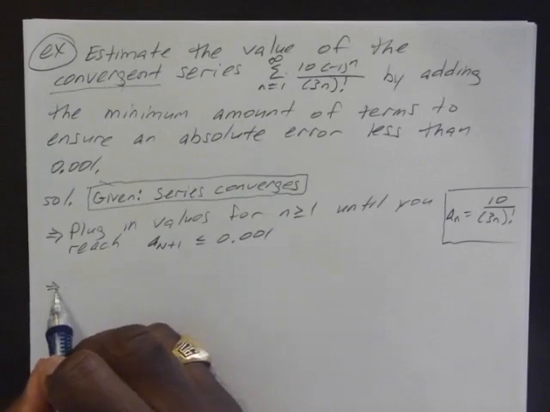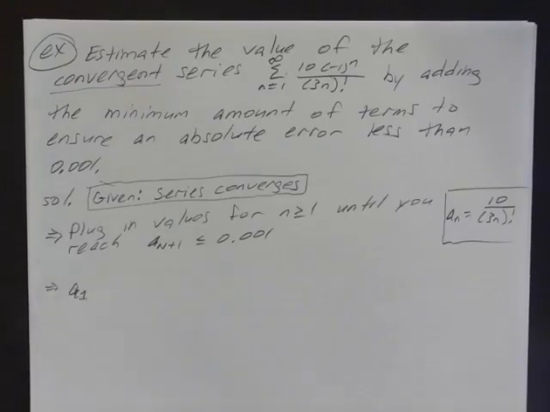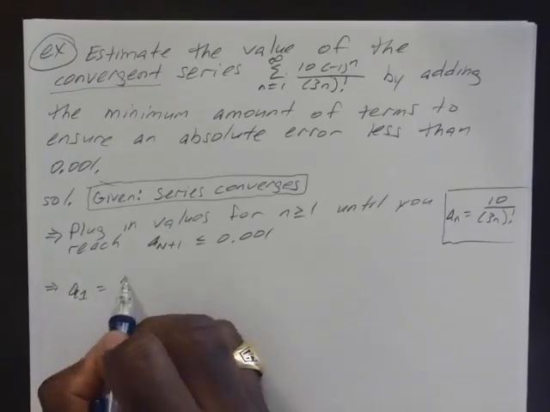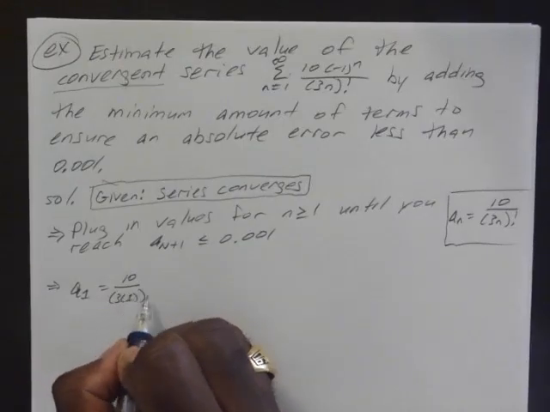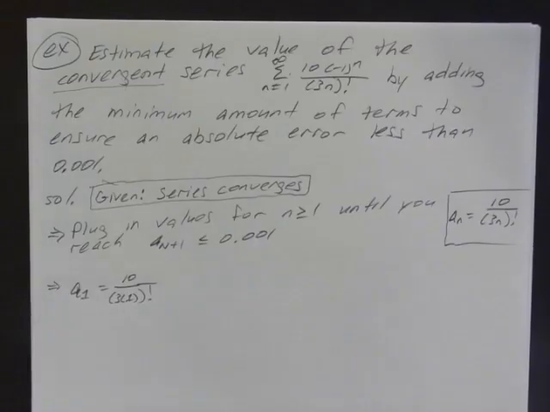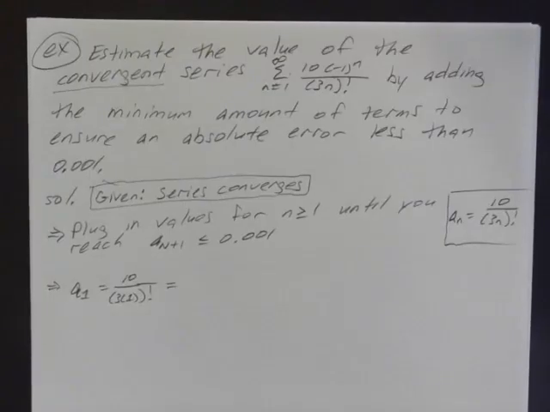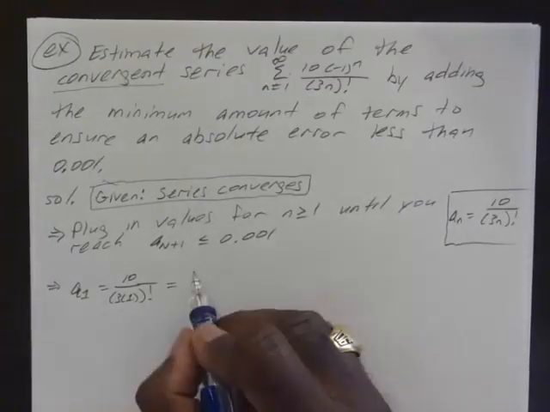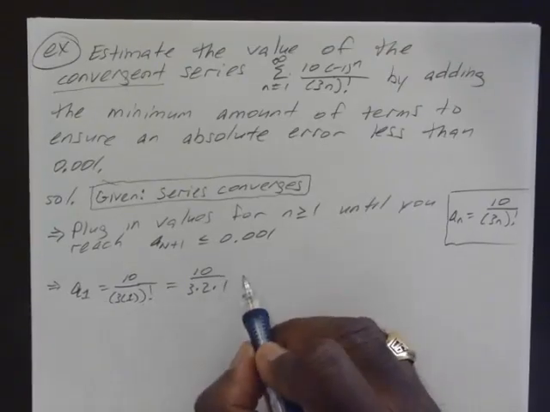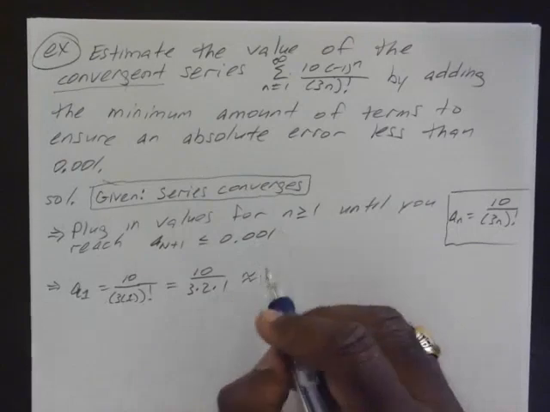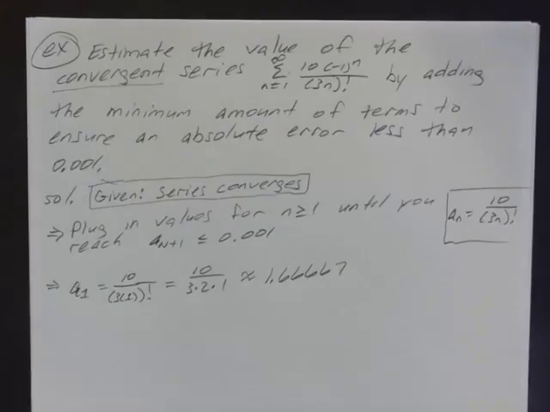Okay, so what if we plug in n is equal to 1? So our a sub 1 is just 10 divided by 3 times 1 factorial. Well, 3 factorial is just 3 times 2 times 1. So 10 divided by 3 times 2 times 1. Plug that into your calculator, you get 1.66667, and kind of round it.